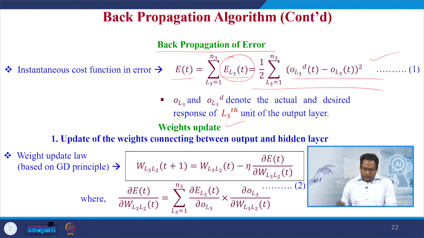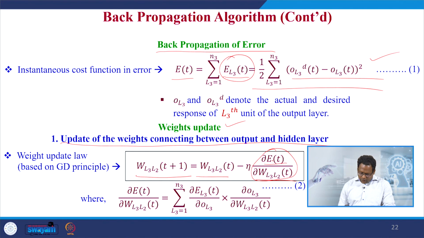So, the weight update starts here, based on the backward propagation of the error. The update of the weights connecting the hidden layer to the output is the first step, because from the back side the first layer that we face is the second hidden layer and the output layer. So, the weights connecting the second hidden layer and the output layer are to be updated first. So, W L3 L2 of t plus 1 equals W L3 L2 of t plus delta W L3 L2, where delta W L3 L2 is given by minus eta dou E by dou W L3 L2 of t.